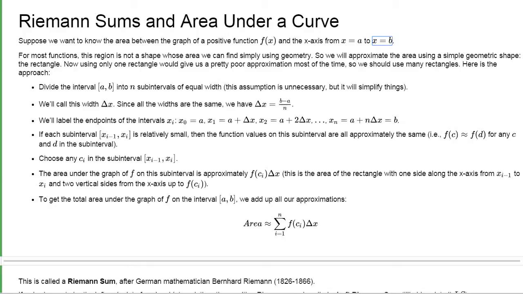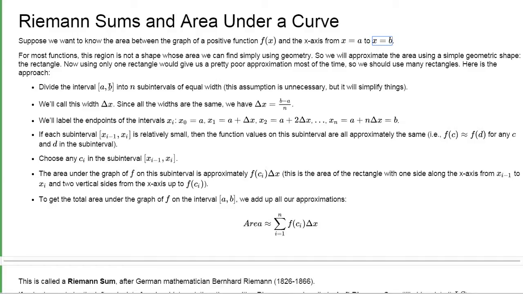This is usually not a simple shape that we can use geometry to find the area of, so we will approximate the area using a rectangle. And if we just use one rectangle, it's probably a pretty bad approximation most of the time, so the idea is to use mini rectangles. So here is the general approach.